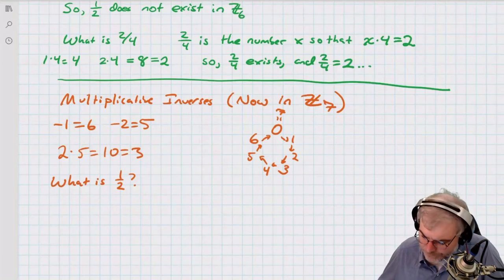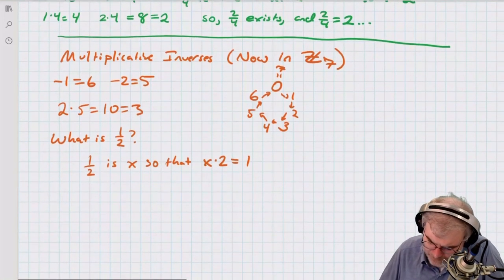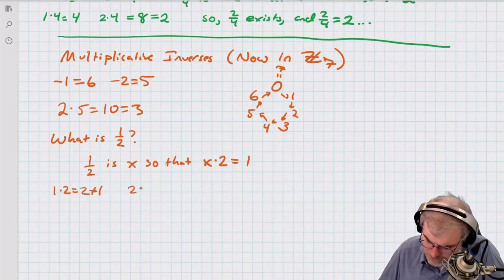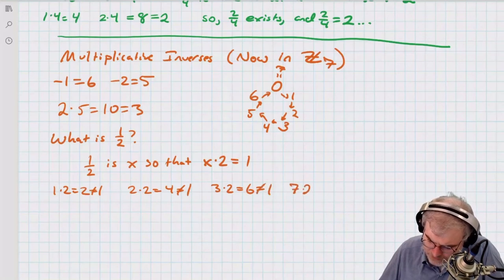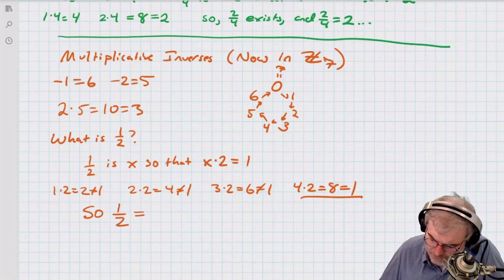So what is 1/2? Well, 1/2 is x, so that x times 2 equals 1. Well, let's see. 1 times 2 equals 2, not equal to 1. 2 times 2 equals 4, not equal to 1. 3 times 2 equals 6, not equal to 1. 4 times 2 equals 8, and that is equal to 1. So 1/2 equals 4.